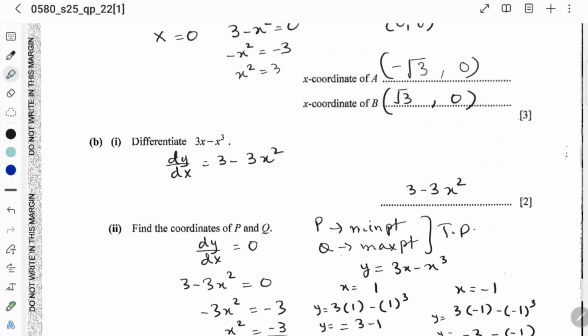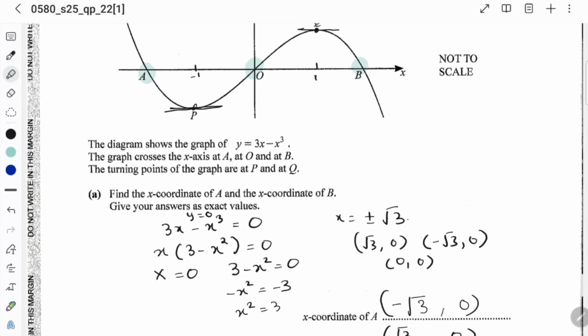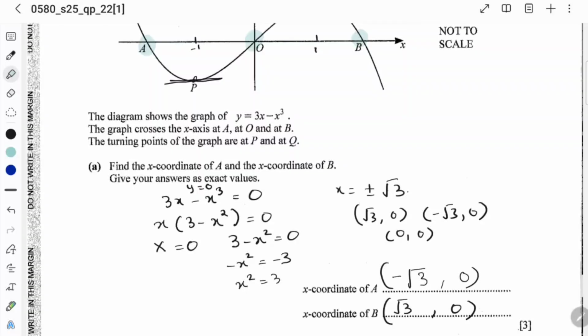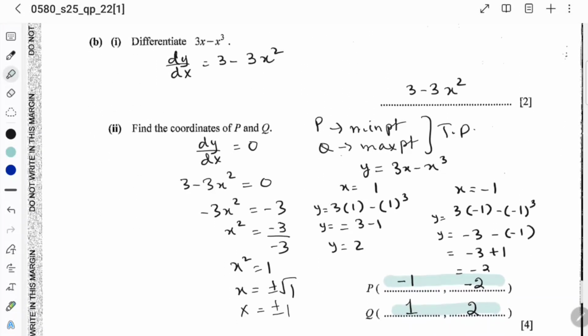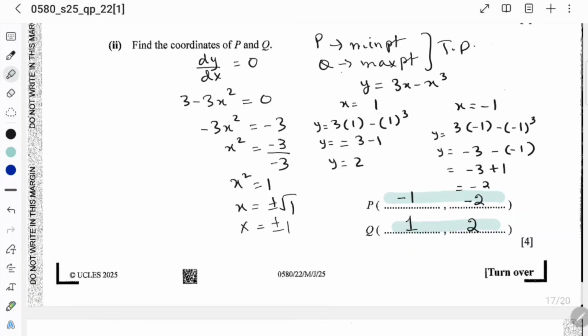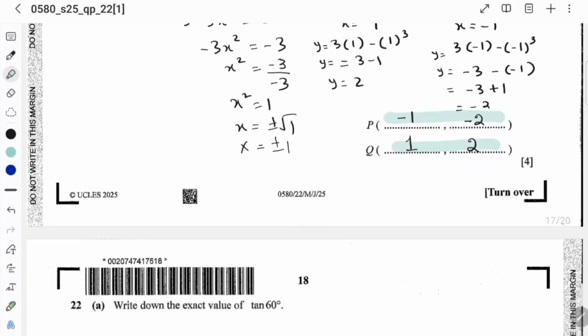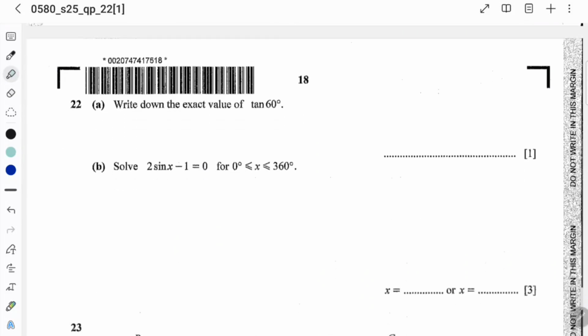I hope you understood. In this question, first we factorized and found the coordinates of this cubic equation on the x-axis, meaning the solutions of the equation. Then we differentiated, and then they ask you to find the turning points. For that, dy upon dx equals 0. And when we found the x coordinate, we always put it into the main equation, not the differentiated one, and then find the value of y.